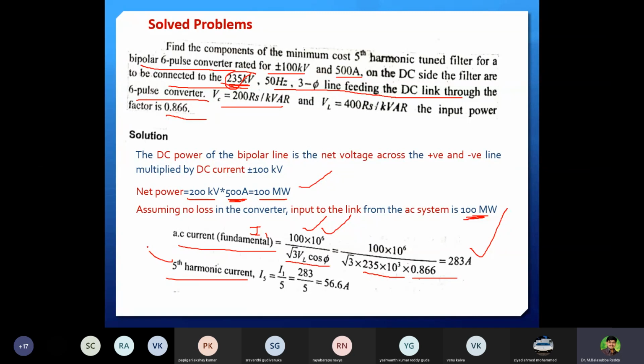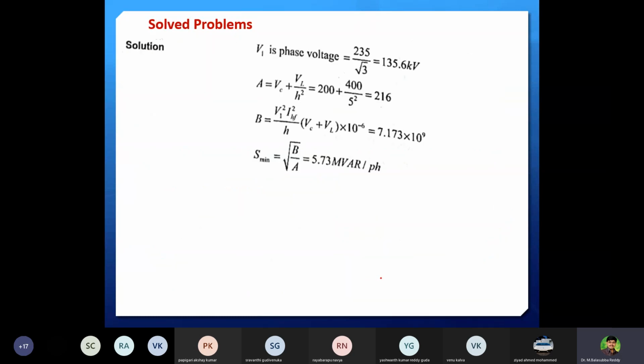Another one, I want to suppress the fifth harmonic current. You can find the fifth harmonic current as I1 by 5, and we get 56.6 amperes. Now the per phase voltage is 235 divided by root 3. The A value and B value are known, as expressions we already derived in the previous derivation: A includes VL by H square, and B is V1 square by I square by H. If we substitute, we get the A value and the B value.